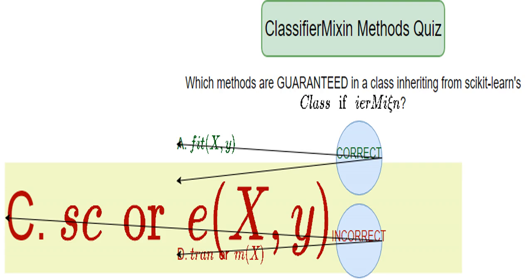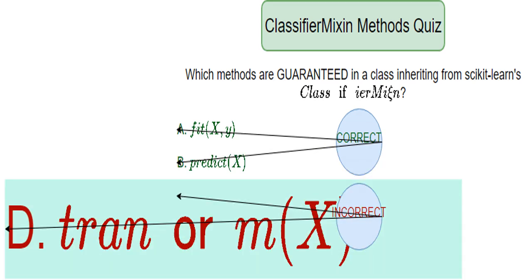The score(x, y) method calculates a performance metric for the classifier. While incredibly useful, it's not required by ClassifierMixin. Individual classifiers will often provide a score method, but it's an addition, not a core part of the ClassifierMixin contract.